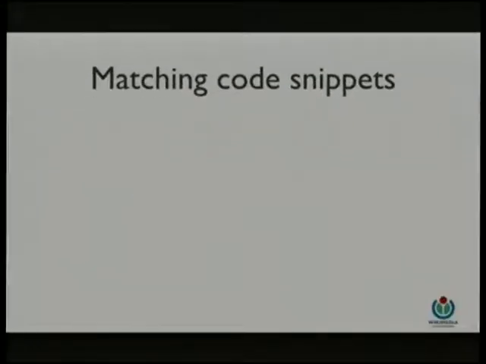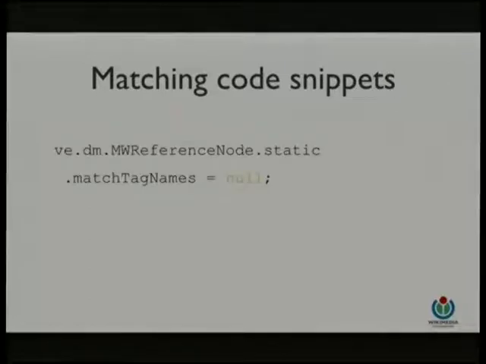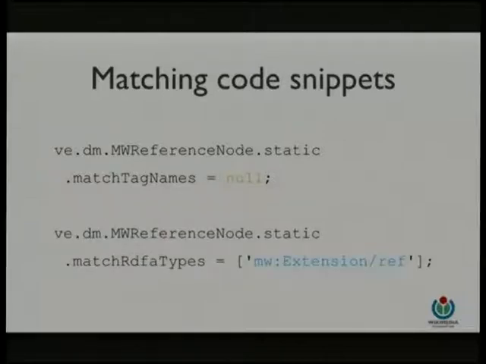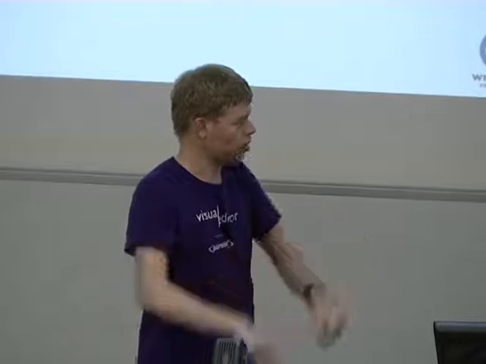So the way that you actually implement matching logic is very easy, actually. There's a nice API for this, which I should really document at some point. So MW reference node in this case is a class that recognizes a reference. And we say we don't care what the tag name is, so match tag names is null, which means any. And we do care about the type. The RDFa types, which is an array, you can specify multiple, that we recognize are MW extension ref. And then you have to implement some more functions that say, when the matcher has found something that matches that, what should happen to it, what should the linear model, the JSON structure, look like, how do we convert the JSON structure back to HTML, but that's all. This is the basic API for saying I want only this.